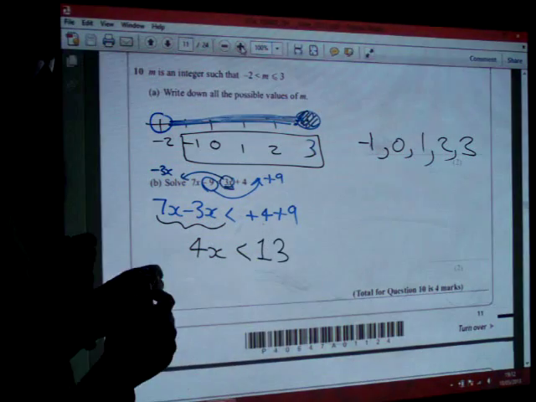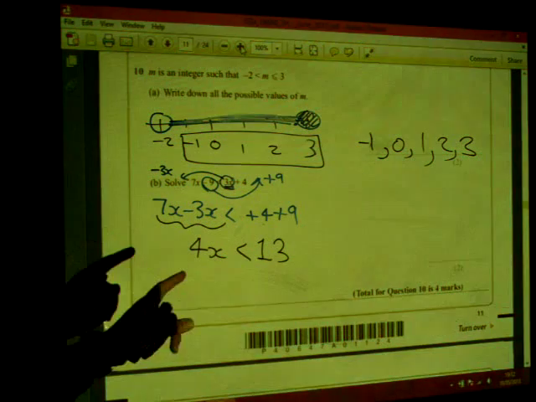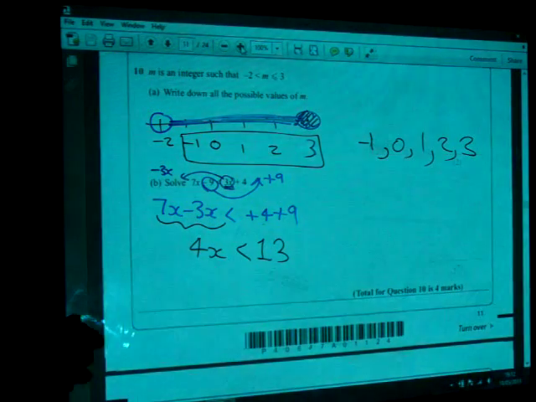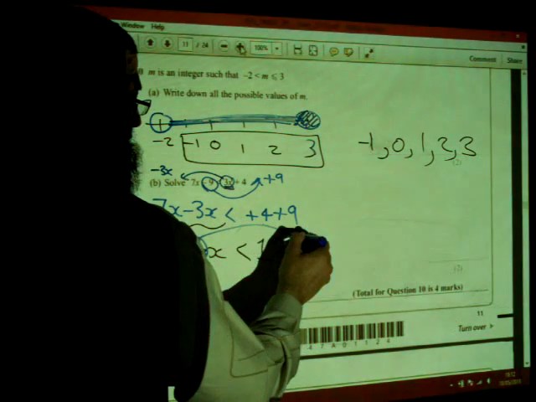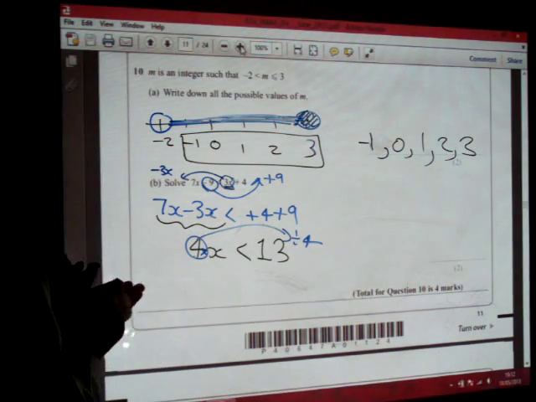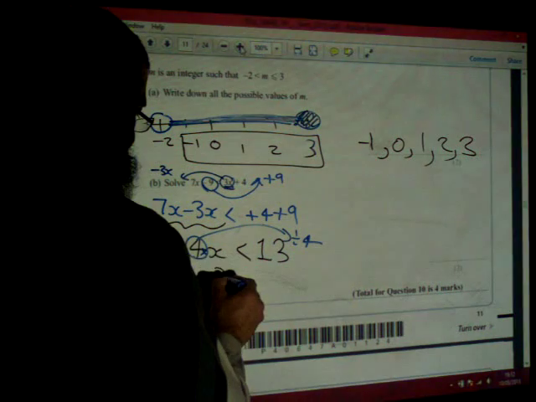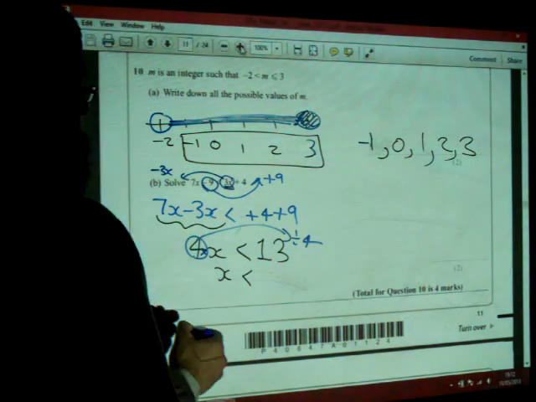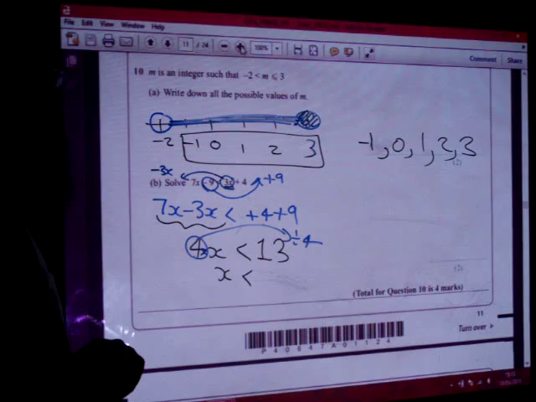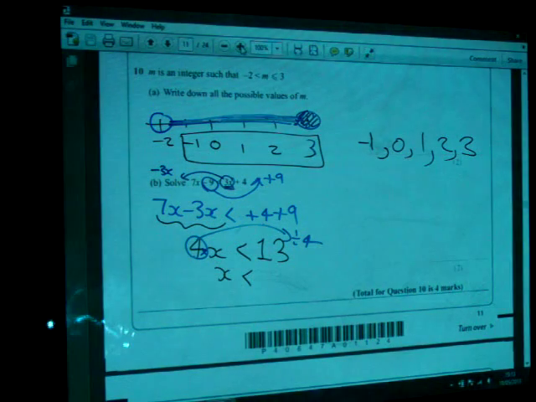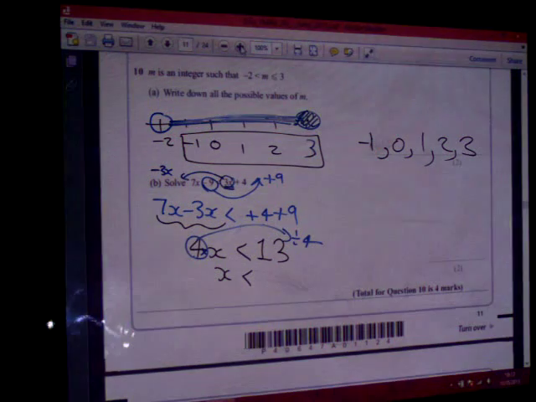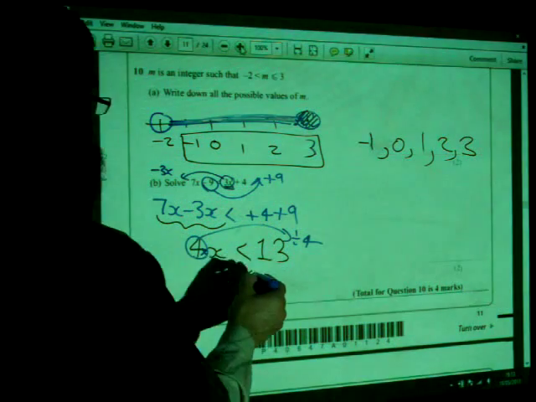Now, we still have to move the multiply by 4, we haven't finished yet. We've got to work out x. So the opposite of times by 4 is divide by 4. So we say here that x is less than 13 divided by 4, and the answer you get is 3.25. Okay, Isa, what do you get for that one? 3.25. Good.